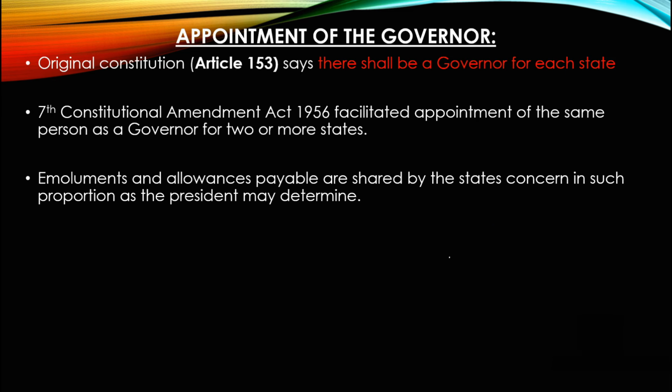The original Constitution of 1950 under Article 153 says there shall be a governor for each state. Remember the word each state. So if you have a state, you should have your own governor. India has 28 states, so there should be 28 governors. This mandate was allowed till 1956 only.